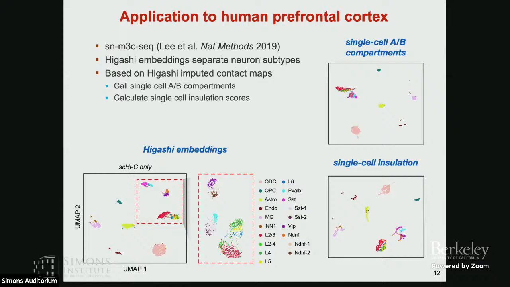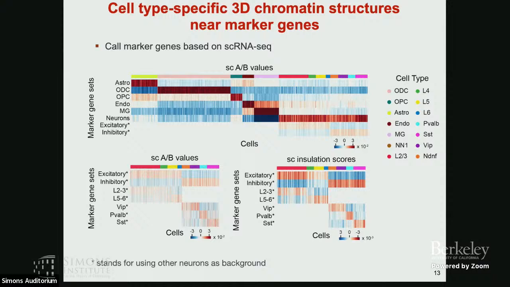domain insulation scores that we calculated from the individual contact maps, you are also able to separate these cell types. Based on the imputation of Higashi, we also calculate the TAD boundaries for each single cell, and we are able to identify cell type specific features. The heat map here shows the average single cell AB compartment values, or the average single cell insulation scores, of the regions surrounding the marker genes. Each row is, you know, here, these are the marker genes from astrocytes. And for instance, this is the marker genes from neurons. As you can tell, the marker genes from these particular cell types have higher AB compartmentalization scores from the Higashi imputed results.